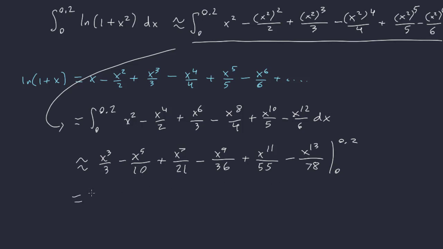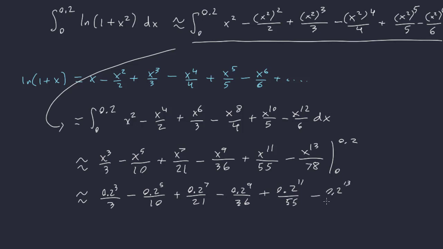0.2 is really the only thing we'll plug in because the zeros will all go to 0. So it's really going to be 0.2 cubed over 3 minus 0.2 to the 5th over 10 plus 0.2 raised to the 7th over 21 minus 0.2 raised to the 9th over 36 plus 0.2 to the 11th over 55 minus 0.2 to the 13th over 78. Whew. Okay, so I'm going to plug this in my calculator and see what we get.